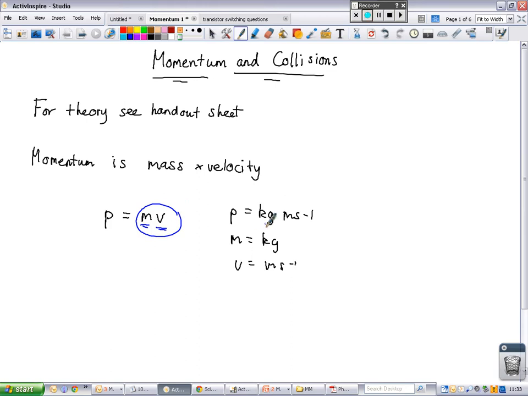And that momentum is measured in kilograms meters per second. That comes from the units for mass, which is kilograms, and the units for velocity, which is meters per second. So kilogram meters per second.